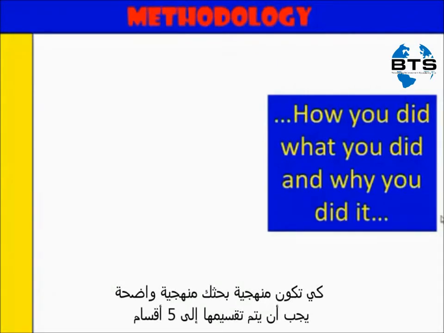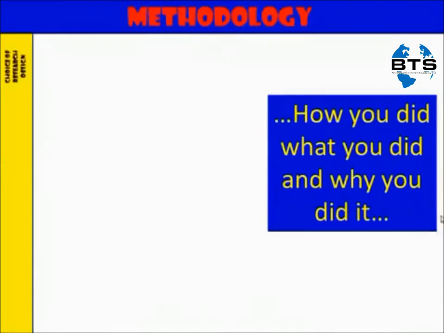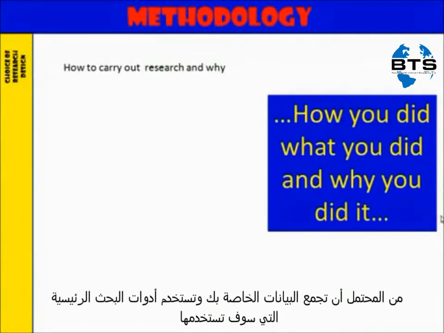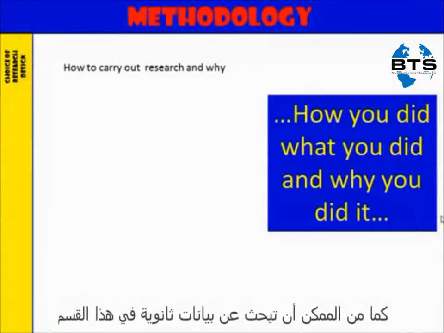In order to make your methodology section clear, we've divided it into 5 sections. The first section is the choice of research design, and in here you explain how you're going to carry out the research and the reason for that choice. That might be why you're gathering your own data and doing primary research, and it might also be why you're looking at secondary data.